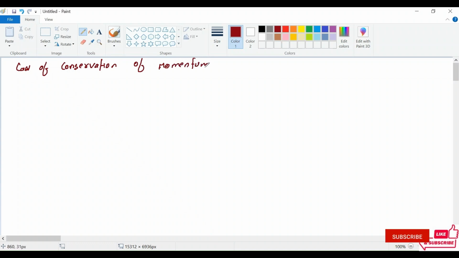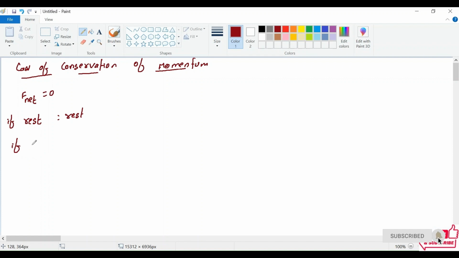See, Asha, when can you apply this? First of all, when F net on the body is equal to 0, external force is 0, net force is 0, then you can apply this law of conservation also. When F net is 0, if the body is at rest, it will stay at rest because net force is 0 on it.